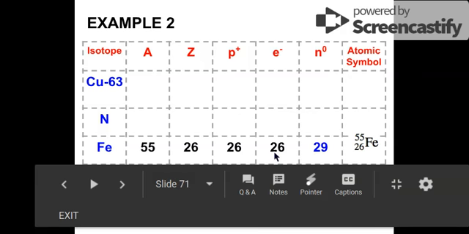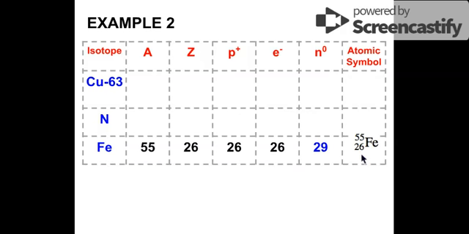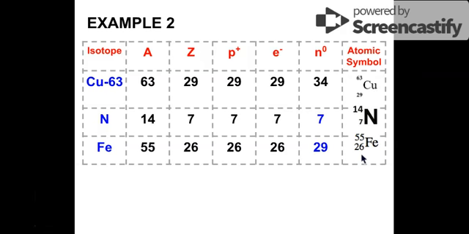Then add the 26 to the number of neutrons. So 26 plus 29, you will get 55. And now you're ready to write the atomic symbol of iron, which is 55 on top and then 26 below. So the complete answers to this particular problem are all on your screen. Please refer to this, and I hope that you're taking notes while I was discussing this particular example.